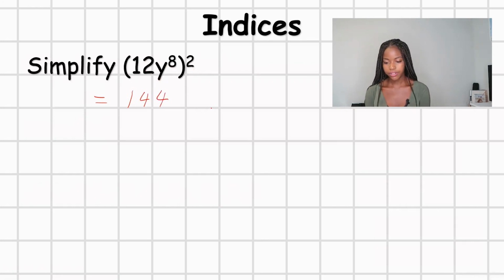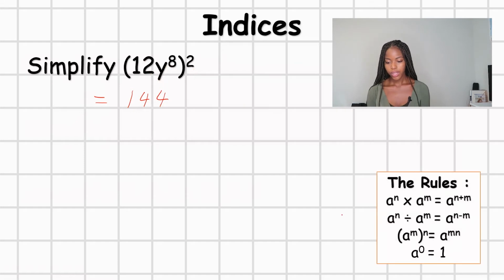And if we refer back to the rules, we are using the third rule here. So the third rule says a to the power of m all raised to the power of n gives you a to the power of m times n. So for this, we'd keep the base the same, so it's still y, and we are multiplying the 8 and the 2 together. So that would be 144y to the power of 16.